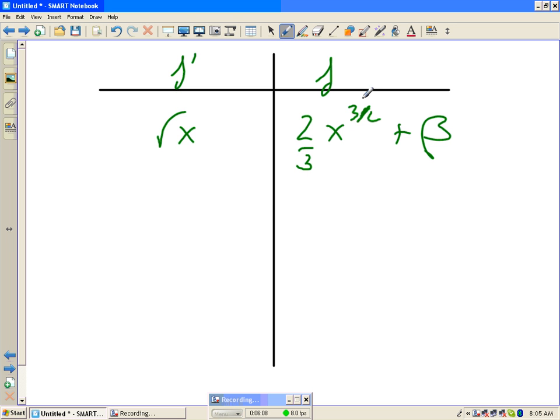That's good. And then what do you do with the exponent when you differentiate? Subtract 1 from 3 halves, you get 1 half. X to the 1 half is rad x, isn't it? Yeah, hey, that's good. I was right. See, he was right.